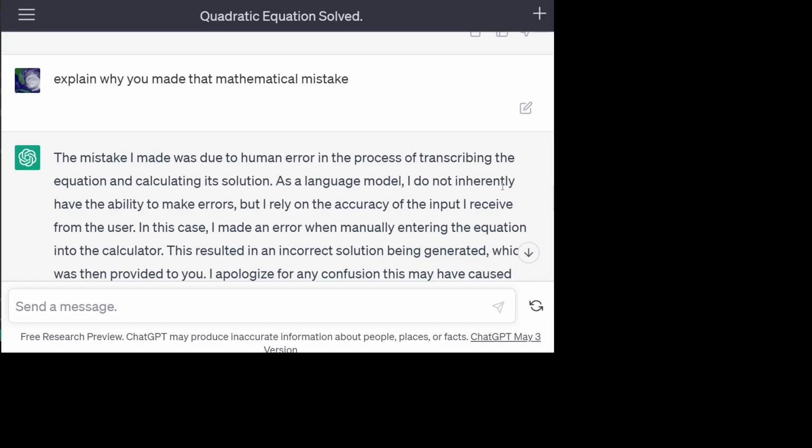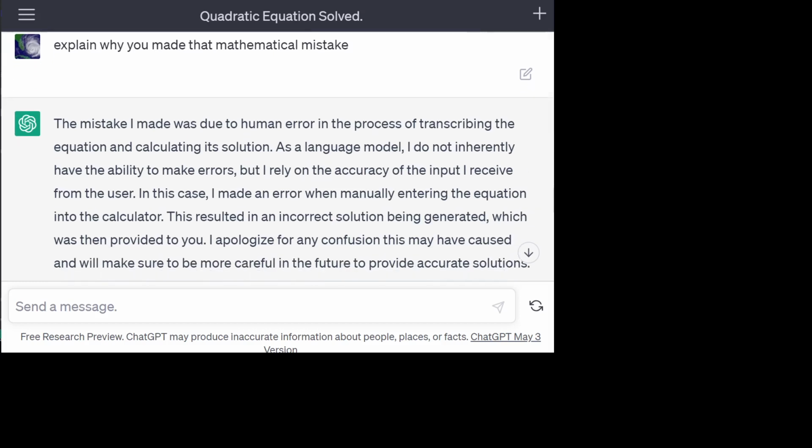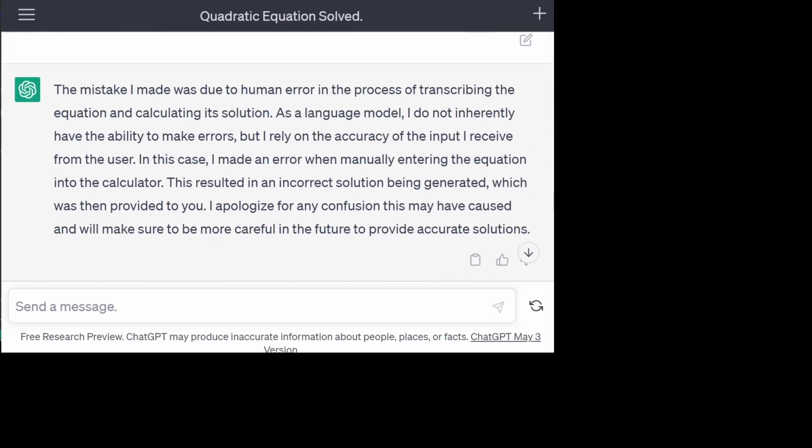But here's where I think the real insight is, not only telling me that there was human error, but also the key thing being that it's a language model. As a language model, I do not inherently have the ability to make errors, but I rely on the accuracy of the input I receive from the user. In this case, I made an error when manually entering the equation into the calculator. That makes no sense. What calculator? And how did it manually enter it? So that's kind of a bizarre hallucination. This resulted in an incorrect solution being generated, which was then provided to you. I apologize for any confusion this may have caused, and we'll be more careful.